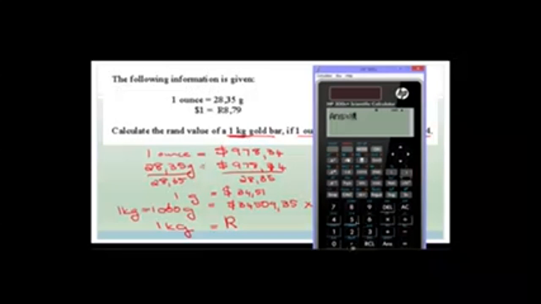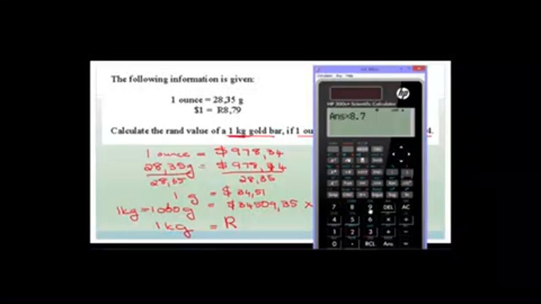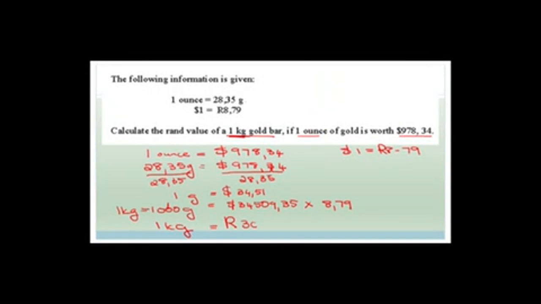by 8.79. And it's going to give me 303,337.16. Okay. No, that's not right. There's a three missing, I think. 303. Yeah, that's right. There's a three missing. Sorry, just a second.